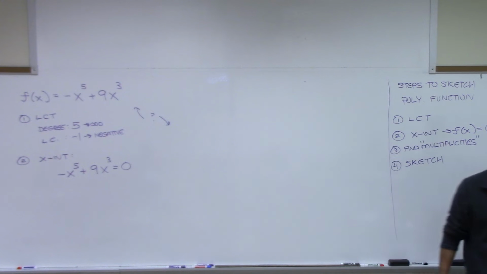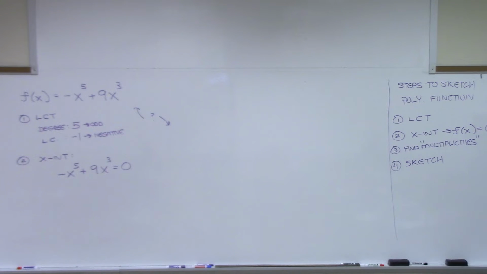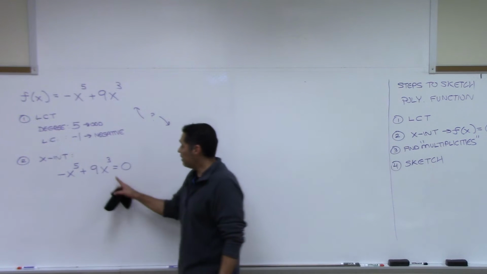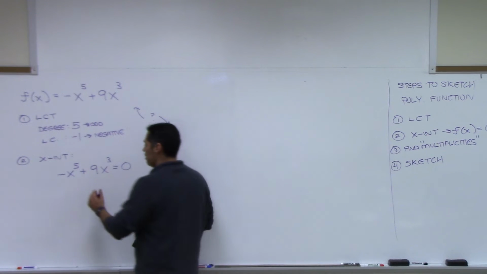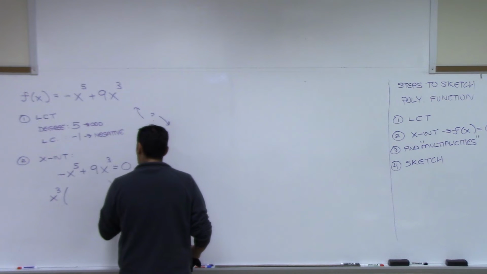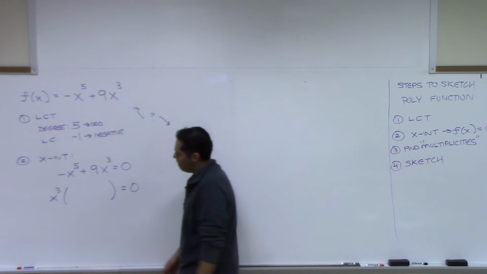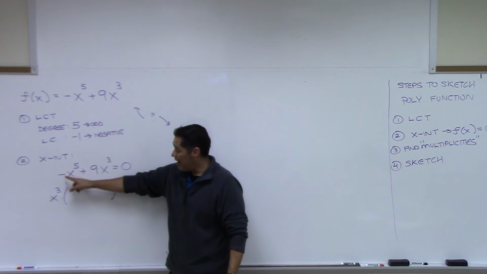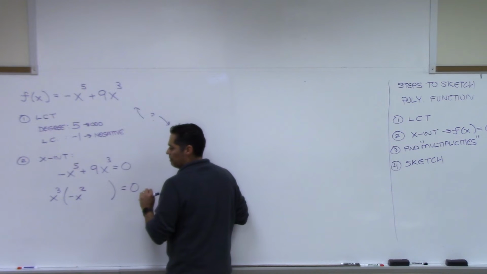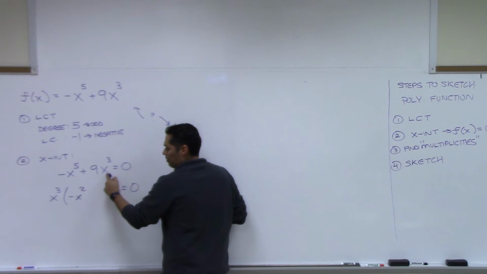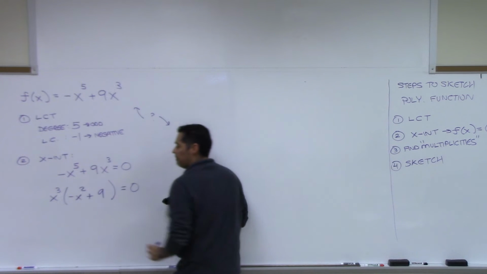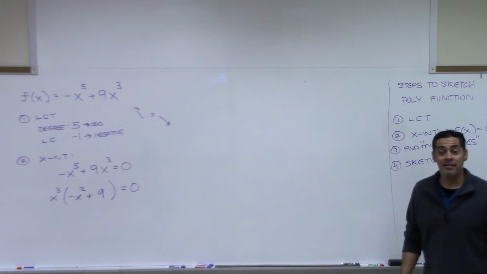Greatest common factor. What do they both have in common? They both have an x cubed, don't they? Okay, so let me do that. I'm going to pull an x cubed out. What would I have left if I pull an x cubed? Negative x squared. Good, negative x squared. And then this would be what? I pulled the x cubed out, right? So what's left here? Plus 9, right? Just plus 9. Yes?